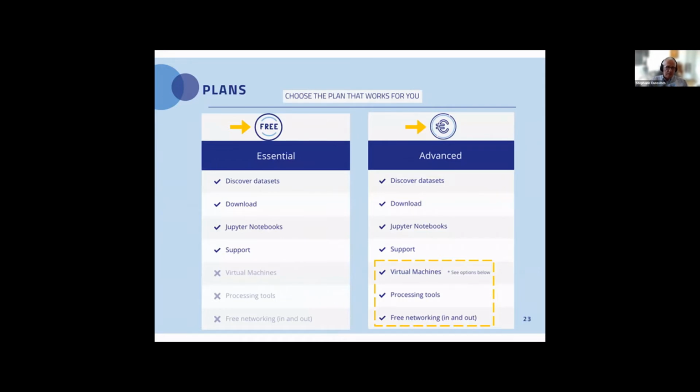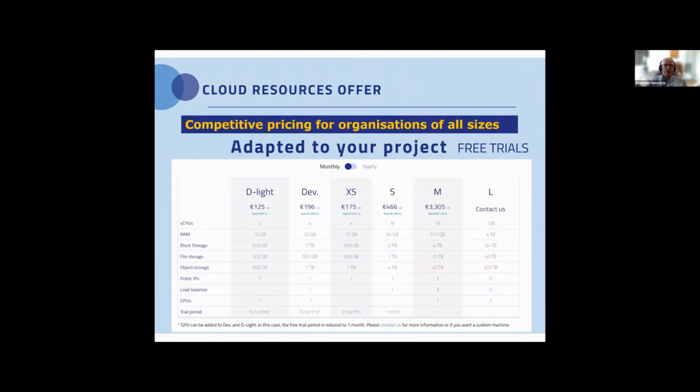The plans. What makes the difference with the payment is the virtual machines, the processing tools, etc. As you can see, there are quite a lot of different paying plans, depending on the amount of memory you need, the RAM, the storage, and whether you need GPUs or you don't, etc. To be noted, the trial periods are quite generous: 5 months for €0 for the light version, and for applications of particular technical, scientific, or societal interest.